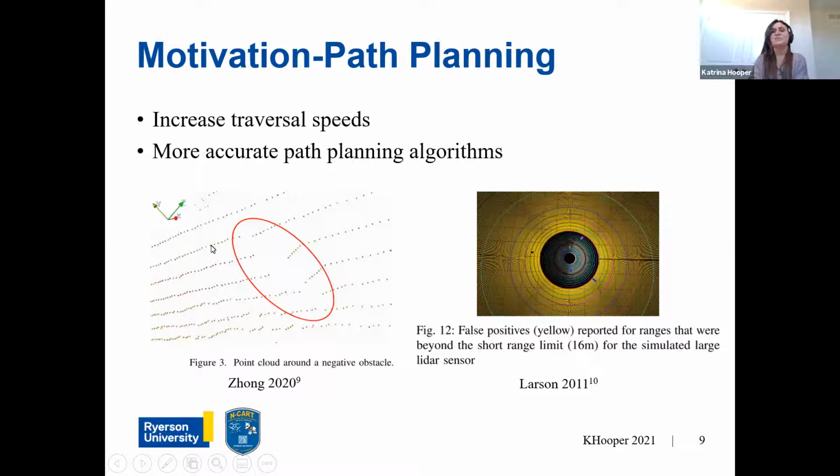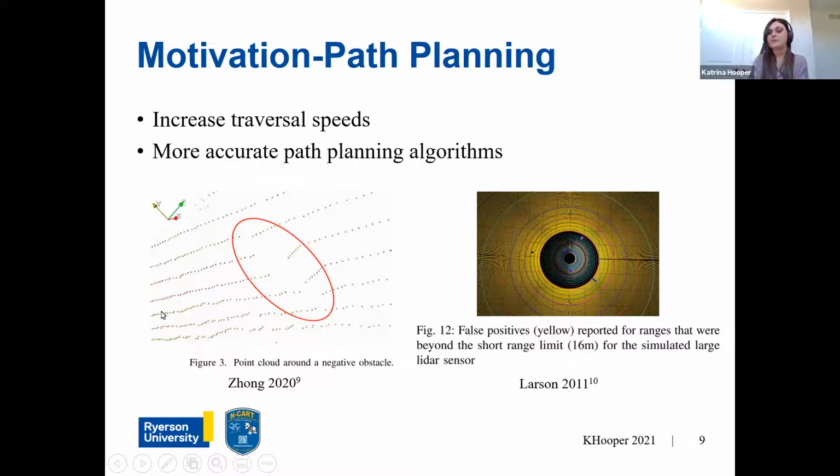Not a bunch of dots, but this will represent the ground in front of a robot. And a negative object actually doesn't produce any feedback to these sensors. So researchers have to infer where the negative object is, and in this case, they inferred it as this gap in data.